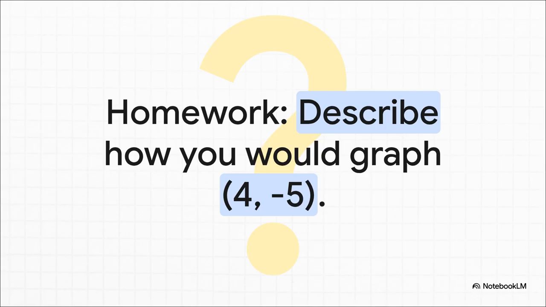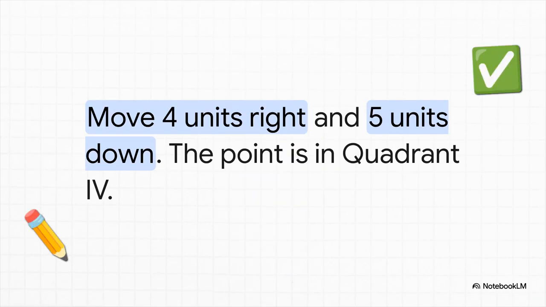Here's another one, but it's a little different. This time, the question asks students to describe the process for graphing 4, -5. So this is testing if they understand the steps themselves, not just where the point ends up. The answer, of course, mirrors that Deborah example we saw. 4 to the right, 5 down, and you land in Quadrant IV. This kind of repetition is really designed to lock in these core concepts.